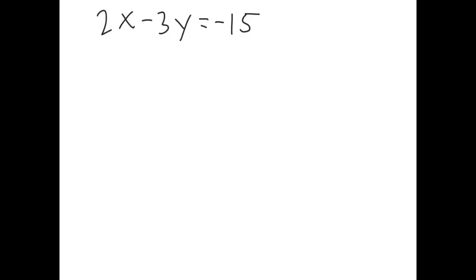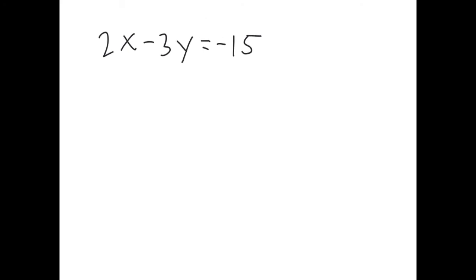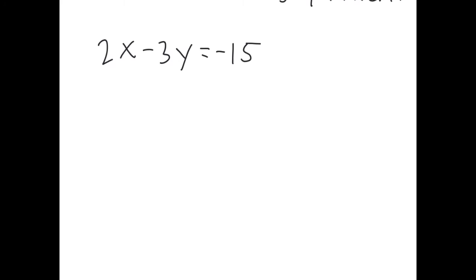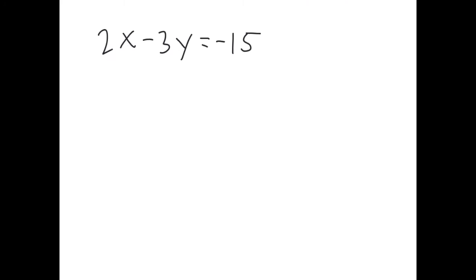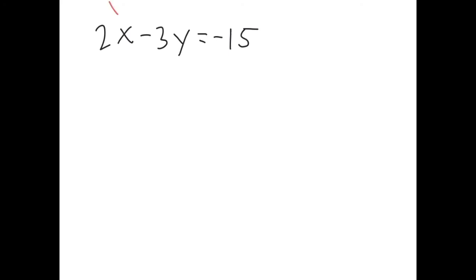Alright, so in this problem we have 2x minus 3y equals -15. So to solve for slope-intercept form, to put it in the slope-intercept form, remember it needs to look like this. It needs to say y equals mx plus b.